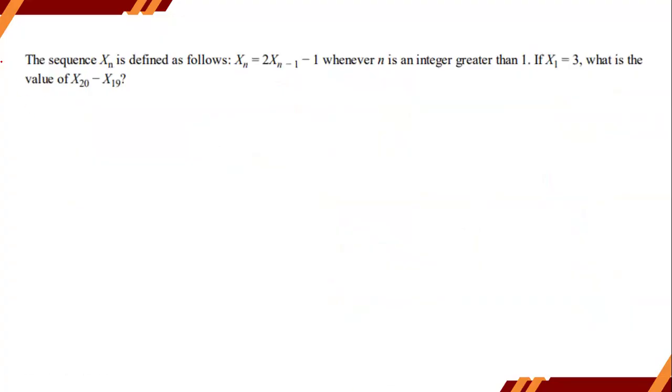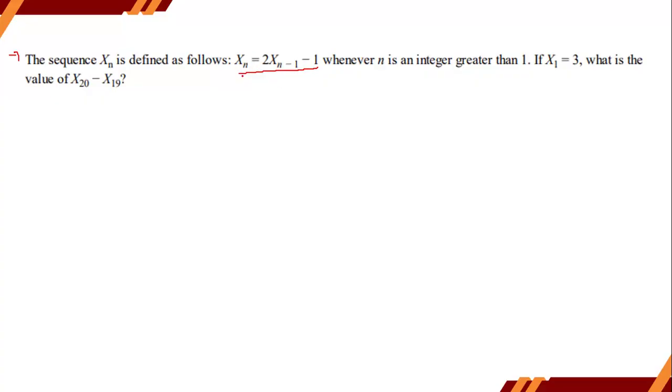All right, now let's do the next question. So here, the sequence xn is defined as follows. xn is equal to... so what is this xn? This is the nth term of the sequence, 2 times of... Now, how am I going to read these types of recursive sequences? That's again something you can take as a tip.